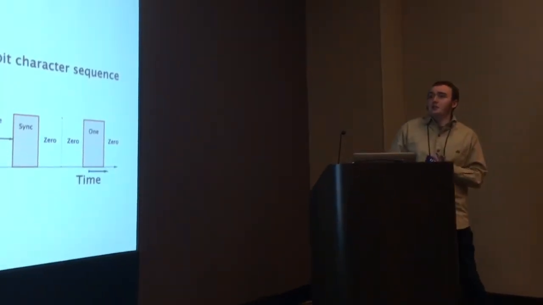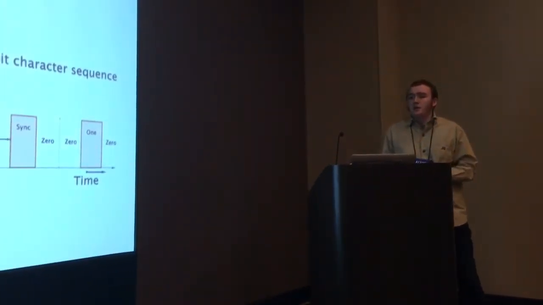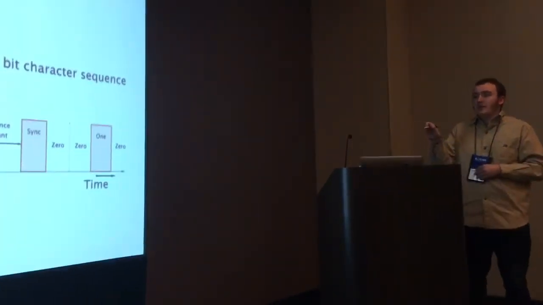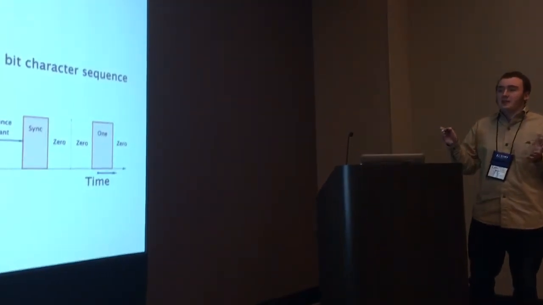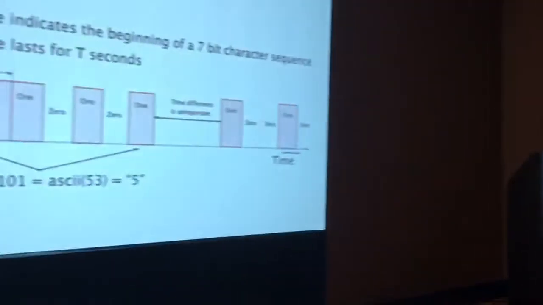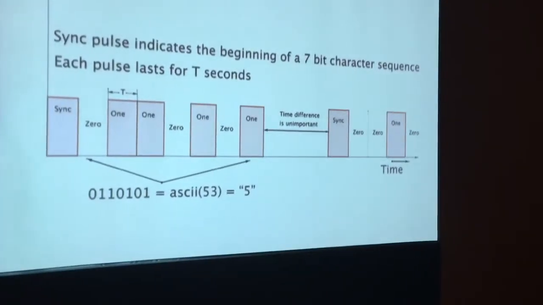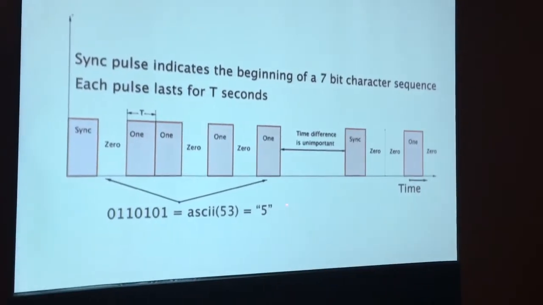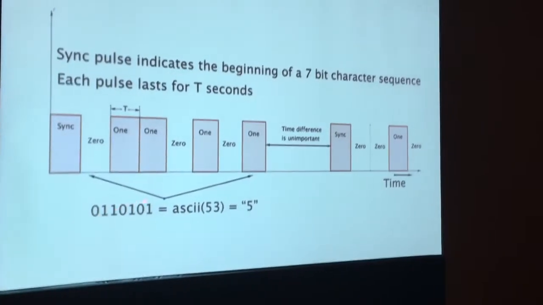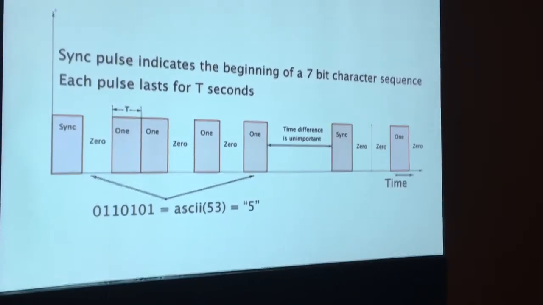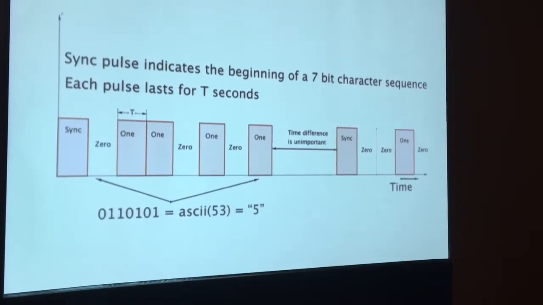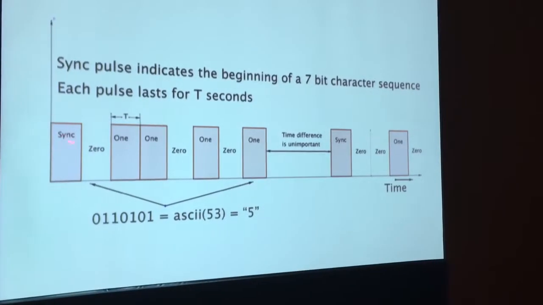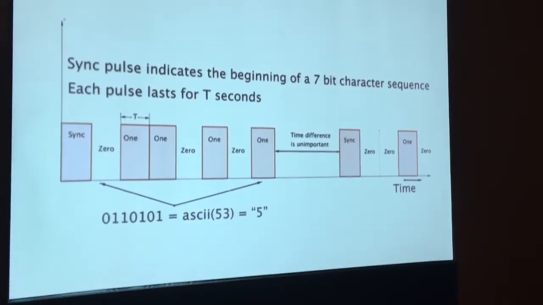Here's a little diagram of the character packets. When you are sending a character with the transmitter, here you have an example with the ASCII character 5. You type in the number 5 onto the transmitter, and the transmitting Arduino will convert the 5 into the 7-bit binary packet here. So that the receiver knows a character is about to come, it will send a sync pulse, which is just a flash of light that tells the receiver a character is on its way.